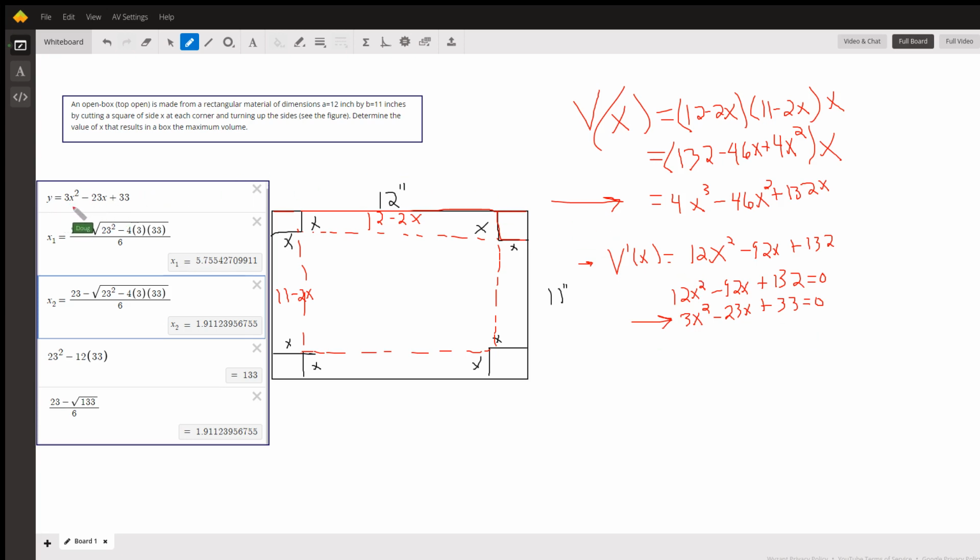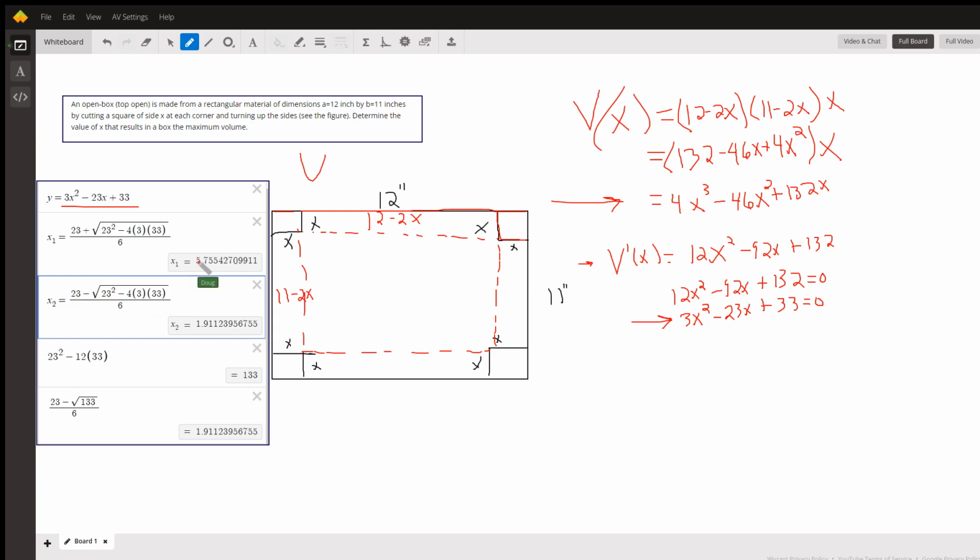So here's 3x squared minus 23x plus 33. I'll provide a link to a Desmos graph that shows you that's an upward opening parabola. And where that equals 0, which, again, is the first derivative, is at 23 plus the square root of that mess all over 6, and 23 minus the square root.